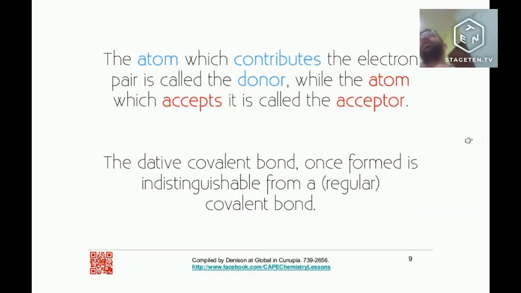The atom which contributes the electron pair is called the donor, while the atom which accepts it is called the acceptor. The type of covalent bond, once formed, is indistinguishable from a regular covalent bond. This is important. Once you form the covalent bond, there's no difference between the two. So, it is a normal bond. You tend to draw the covalent bond as an arrow simply because you just want to show where the electrons came from. But once it's formed, it is exactly the same.